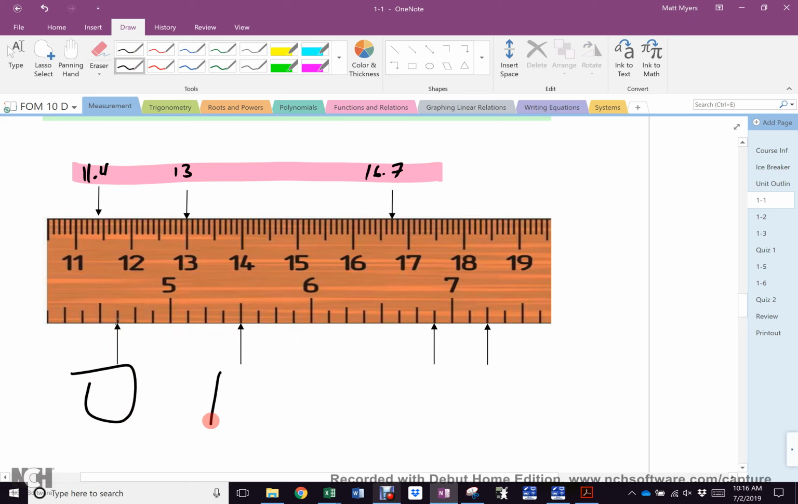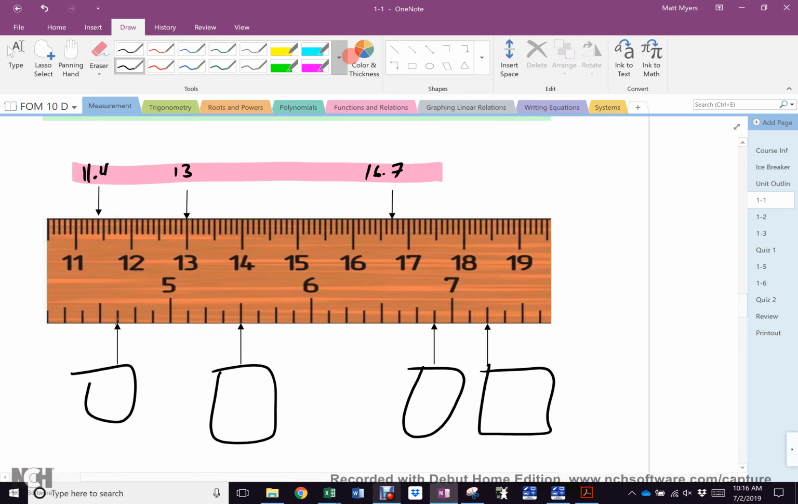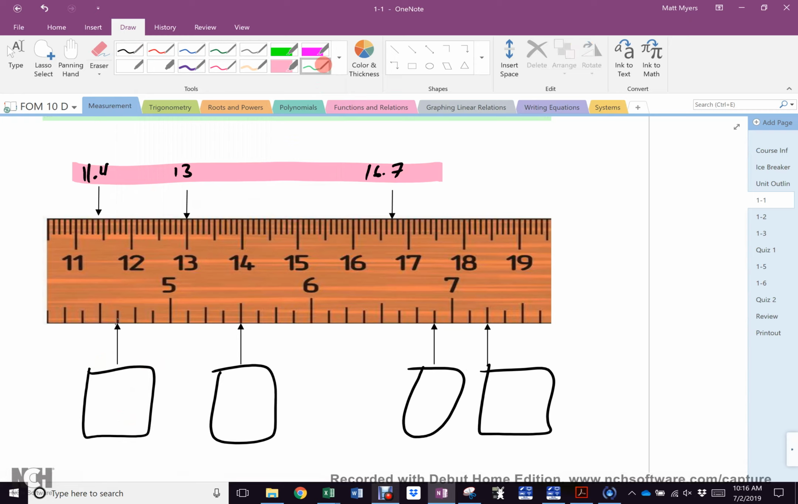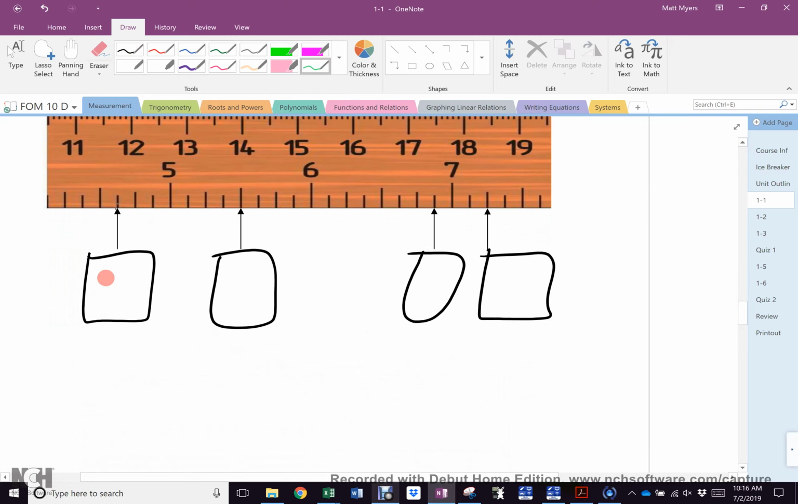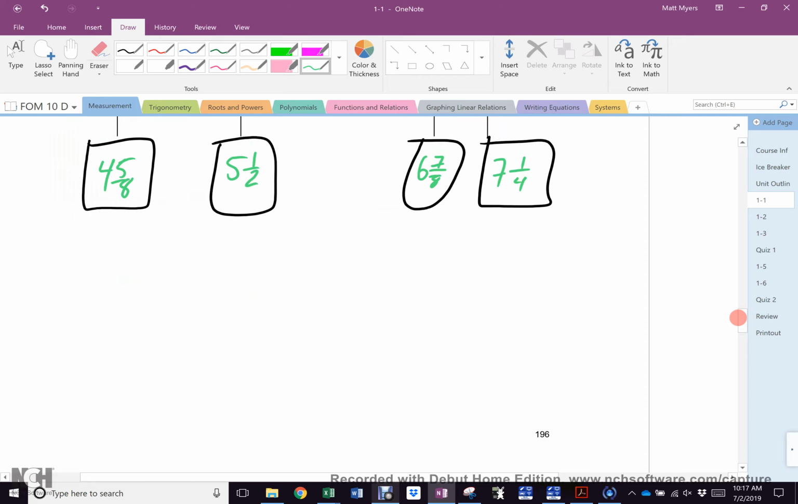Take a moment, figure out these 3, 4 distances. And I will write it in my fun color of green. Oops. So what's this guy? 4 5/8. What's this guy? 5 1/2. What's this guy? Holy, you're on fire. What's this one? Tricky. 7 1/4. Everybody good? You can all read a tape measure now, yeah?